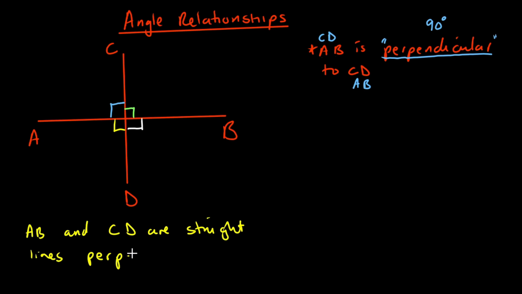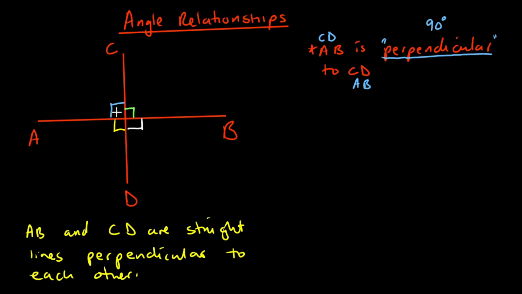perpendicular to each other. They are perpendicular to each other. In other words, we are saying AB is perpendicular to CD, or CD is perpendicular to AB. When we are told that, then we know that the angle they are forming is 90 degrees.